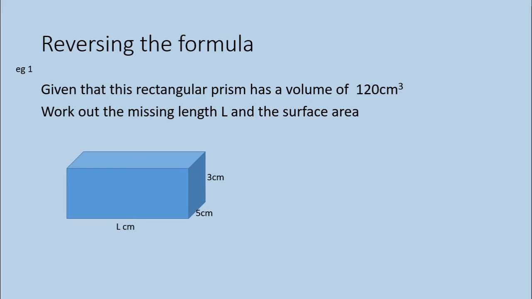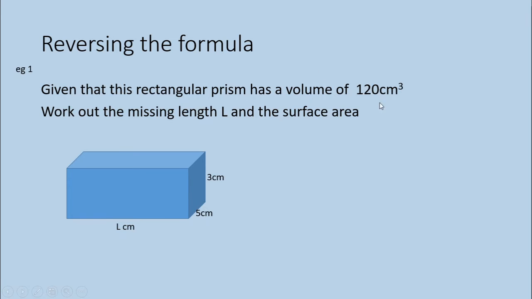Reversing the formula, you're going to want to copy this diagram down and copy this question into your theory book. Given that this rectangular prism has a volume of 120 centimeters cubed, work out the missing length L, which I can see is labeled on here, and the surface area.